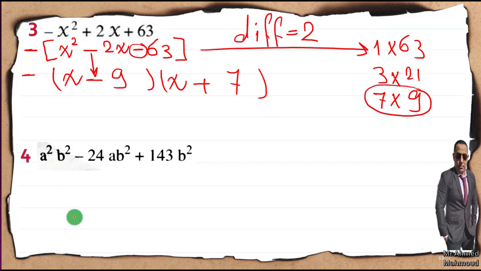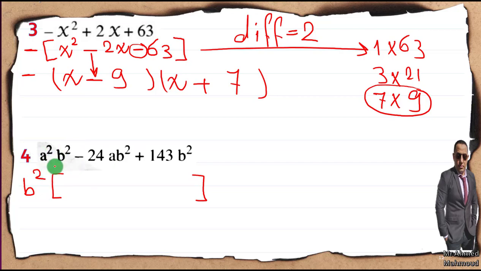Okay, another one: a^2 b^2 - 24a b^2 + 143 b^2. Here I have b^2 common, so I'm going to start with b^2. a is not common. See, it is in the first and in the second, but it is not in the third. So I just have common factor b^2. The numbers are not common because I haven't a number here.